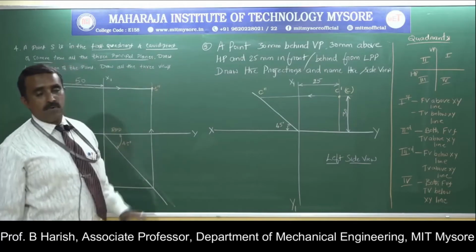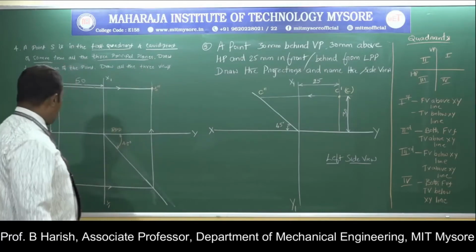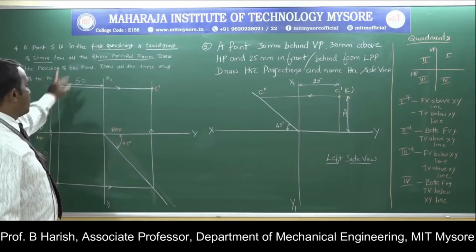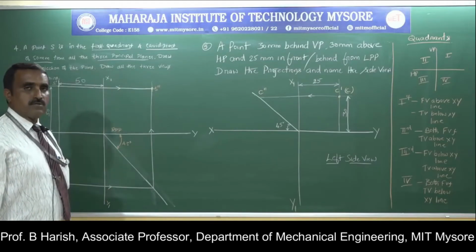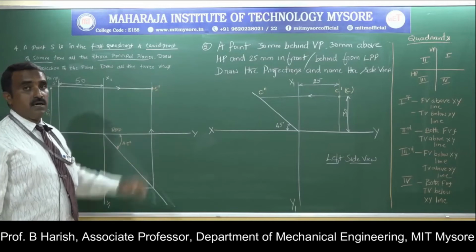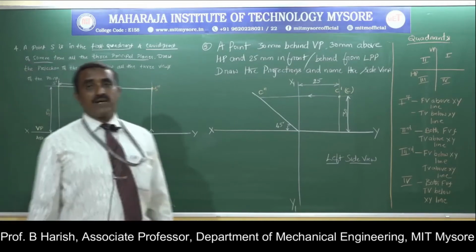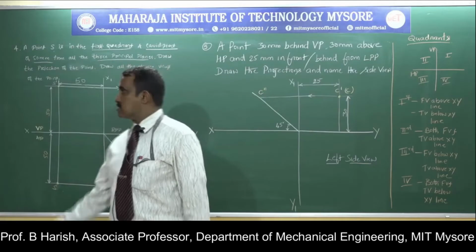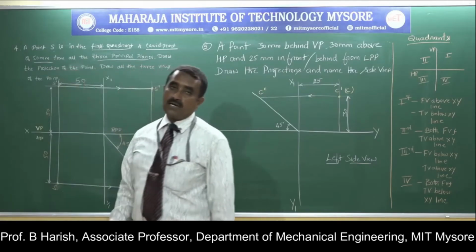That is what is asked in the problem: draw all the three views. I have already drawn the top view and front view, and now I have fixed the profile view. So all the three views are drawn, satisfying the given condition, that the point is equidistant from all three planes, that is, 50 mm distance.